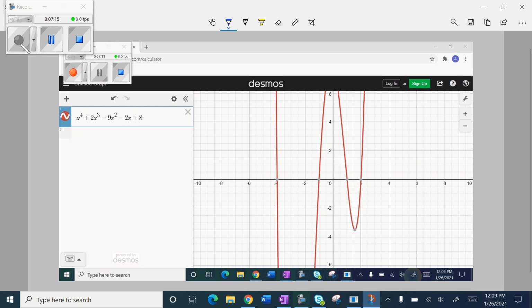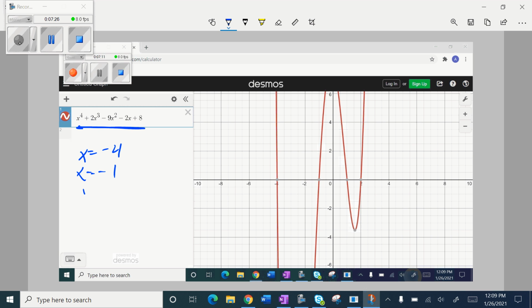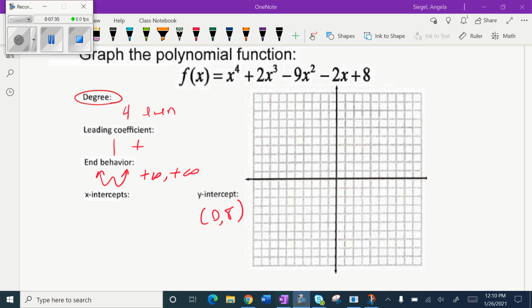Okay, guys, so this is my function. I plugged it in, and I saw that my x-intercepts were at x equals -4, x equals -1, x equals 1, and x equals 2. I didn't notice any bounces as they were going through. So I'm going to add that to this: x equals -4, x equals -1, x equals 1, and x equals 2. Let's go ahead and plot those. I also know that it starts in positive infinity and ends in positive infinity. I also know, I forgot about this, that my y-intercept is 8.